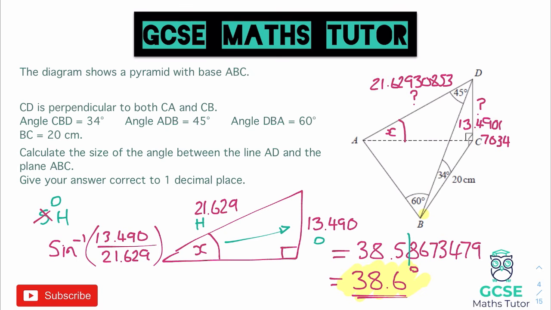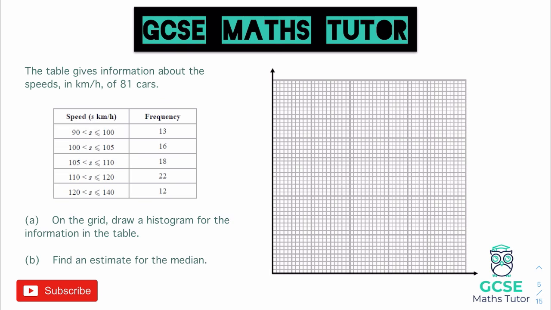these questions. Okay, so for this question we're looking at a histogram. So it says here the table gives information about the speed in kilometers per hour of 81 cars. On the grid, draw a histogram for the information. And you can see on this particular grid we've not been given any scales on the axes, so we're going to have to draw it ourselves. Now on the left of a histogram we're going to plot the frequency density, which we're going to work out from the table.